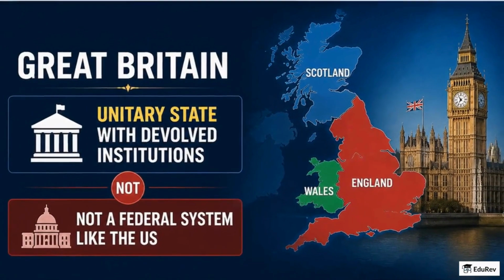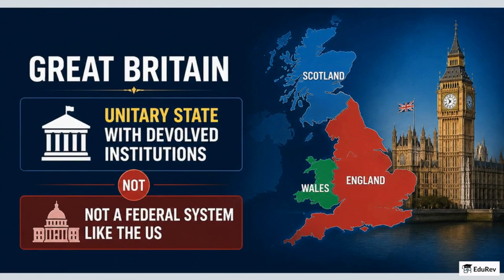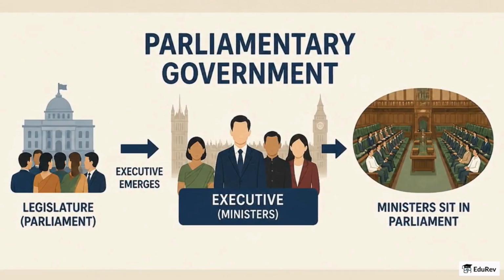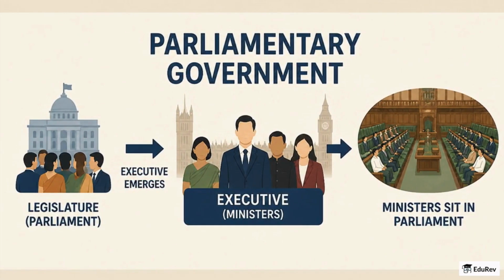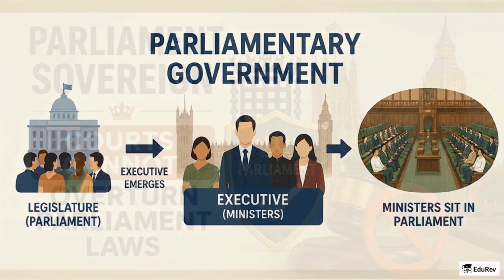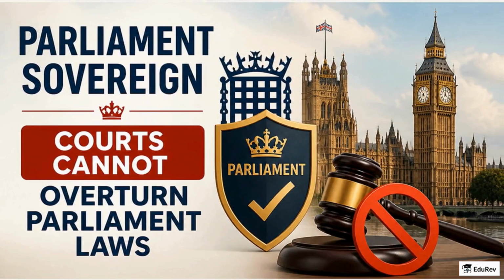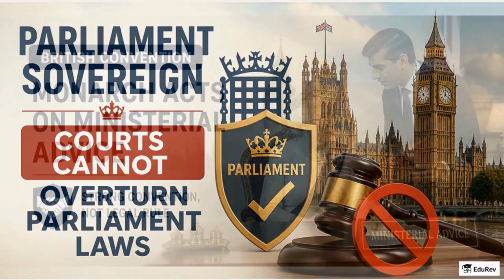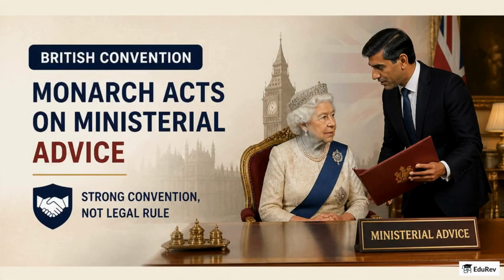Great Britain is a unitary state with devolved institutions, not a federal system like the US. Government is parliamentary. The executive emerges from the legislature and ministers sit in parliament. Parliamentary sovereignty is crucial. Courts cannot strike down acts of parliament as unconstitutional in the British model. Conventions, such as the monarch acting on ministerial advice, are strong even if not legally enforceable.